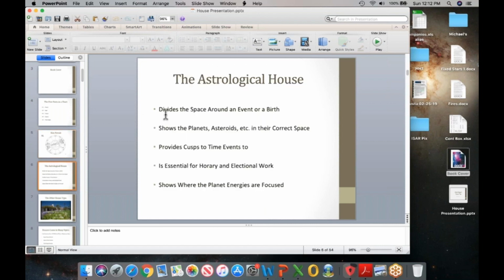Now, the astrological house divides space around an event or a birth. It shows the planets, the asteroids, etc., in their correct space. Now, there's different theories of house construction. Some house theories say that space should be cut this way. Some house theories say that space should be cut that way. We're going to go into that a little bit. But for the time being, let's just look at the basics of what the astrological house is.